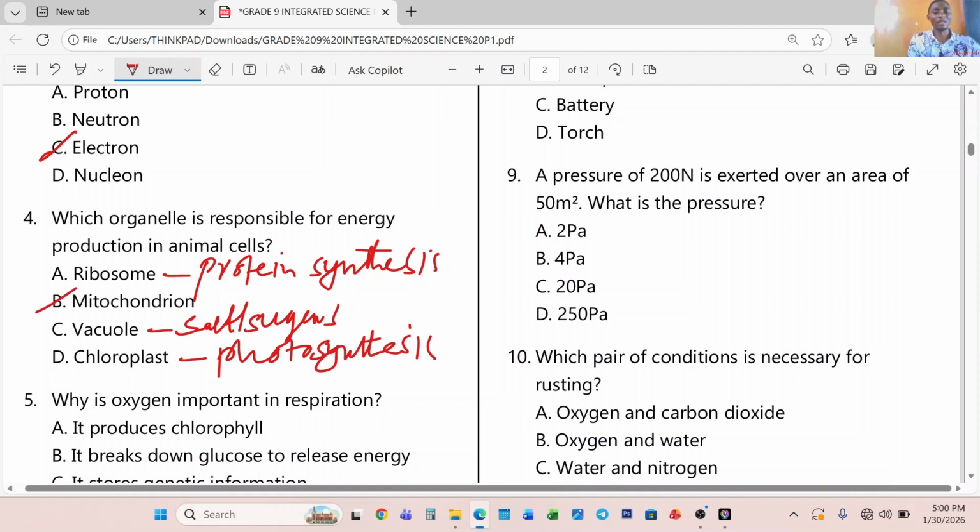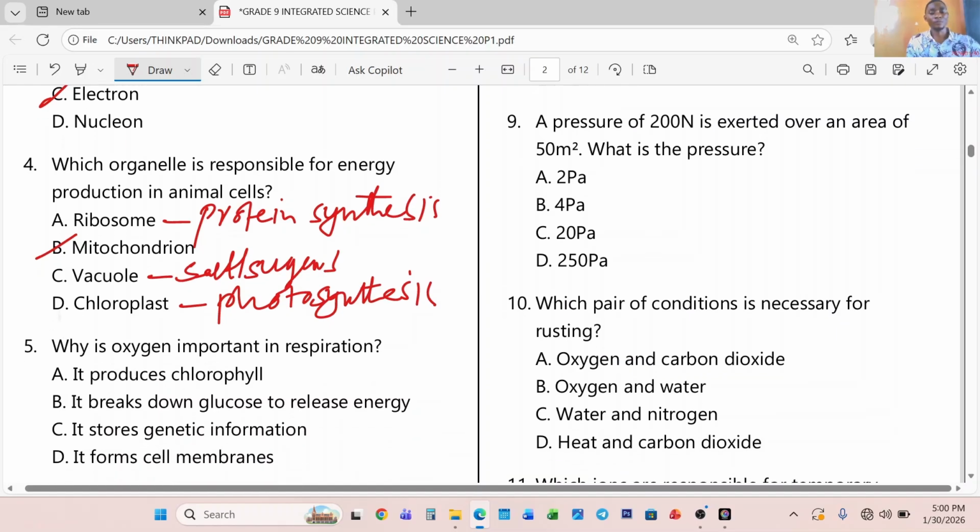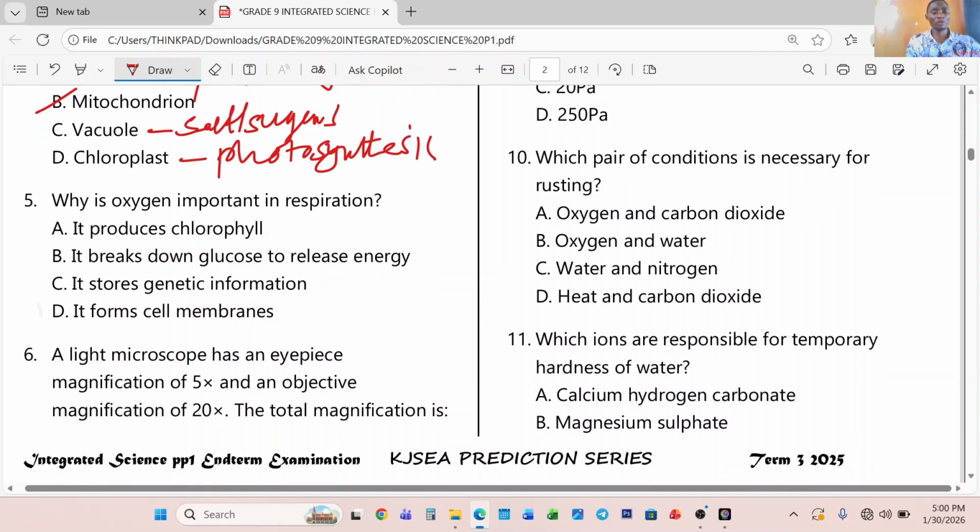Mitochondrion is the site for respiration, and respiration leads to synthesis of energy in the cell. Moving to the next question.